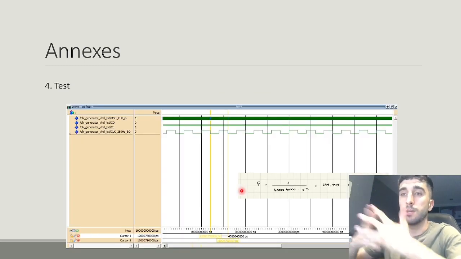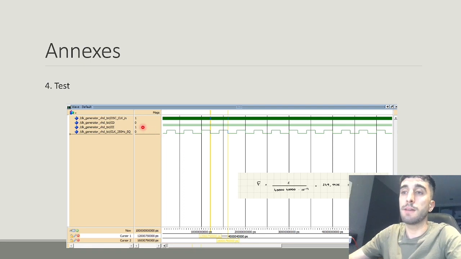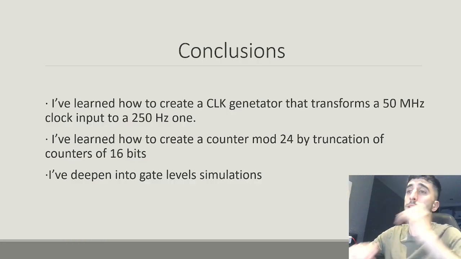And now in the annexes we can see the test. Here we have the CLK in, that is equal to 50 megahertz, and we can see here the output, that is 250 hertz, and we can calculate that all is okay. Here we have the period, and using this formula, dividing 1 by the period, we obtain the frequency. The frequency is this one, that is practically equal to this. So it's okay. Perfect.